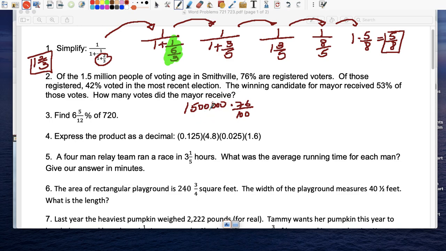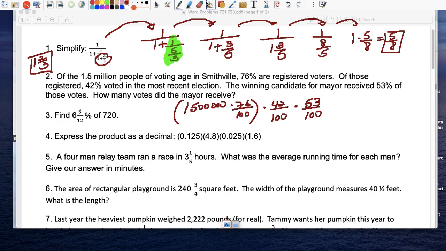And then of that, 42. So if you take this, right, and if you want to put in parentheses, you're going to multiply that and then multiply that by 42. And out of the registered voters, 76% of that population, 42% of them voted. So you're going to multiply these two and then times 42 over 100. And then finally, you're going to multiply that by 53 over 100.